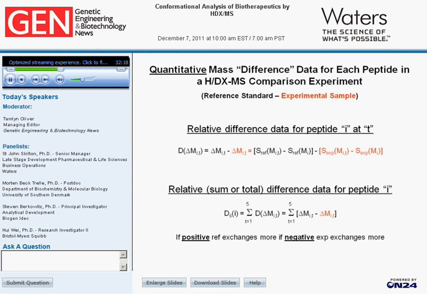And one thing to keep in mind, the way we have it set up here, is that if we have positive numbers, that means the reference is exchanging more. And if we have negative numbers, the experimental peptides or data sample is actually exchanging more. And next slide.